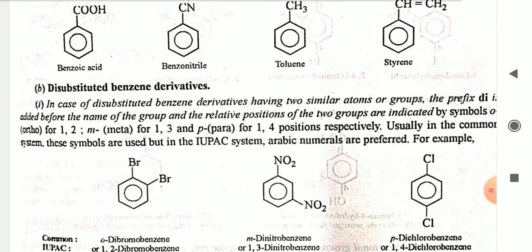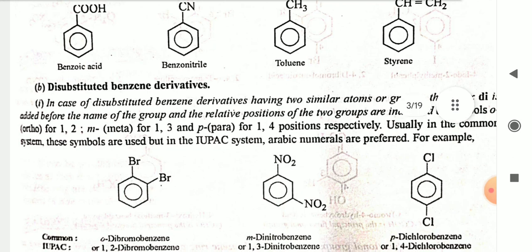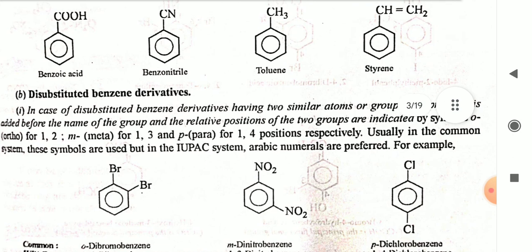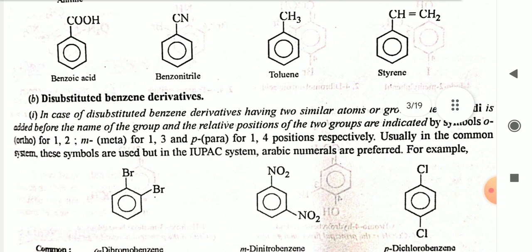B. Disubstituted benzene derivatives. In case of disubstituted benzene derivatives having two similar atoms or groups, the prefix di is added before the name of the group and the relative positions of the two groups are indicated by the symbols o, ortho for 1 and 2, m, meta for 1 and 3, and p, para for 1 and 4 positions respectively. Usually in the common system, these symbols are used, but in the IUPAC system, Arabic numerals are preferred.